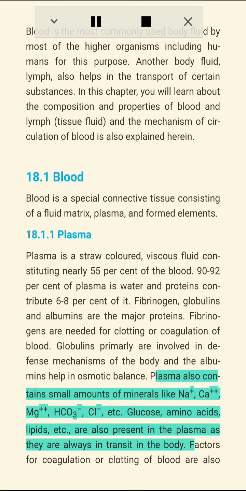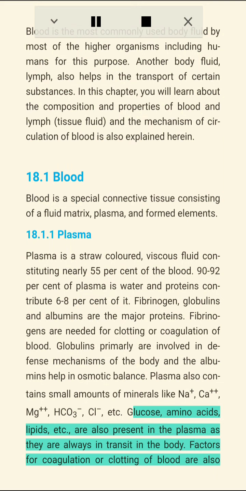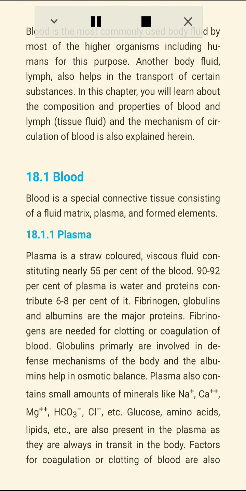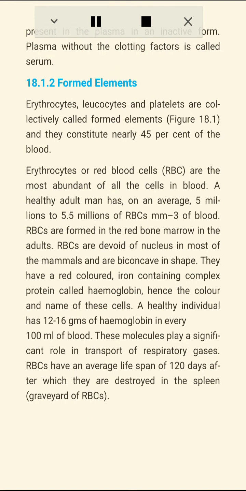Plasma also contains small amounts of minerals like Na+, Ca++, Mg++, HCO3-, Cl-, etc. Glucose, amino acids, lipids, etc. are also present in the plasma, as they are always in transit in the body. Factors for coagulation or clotting of blood are also present in the plasma in an inactive form. Plasma without the clotting factors is called serum.